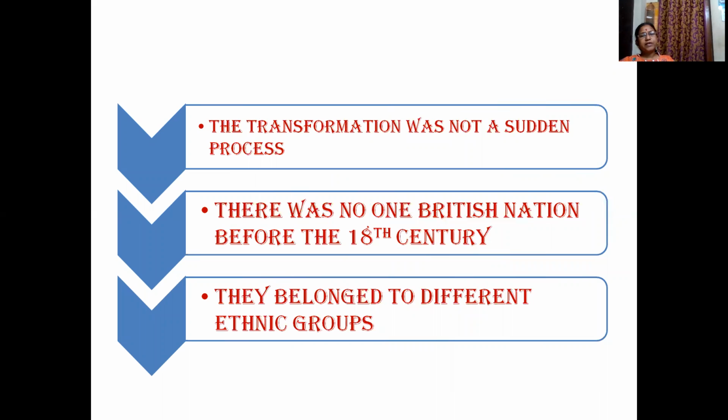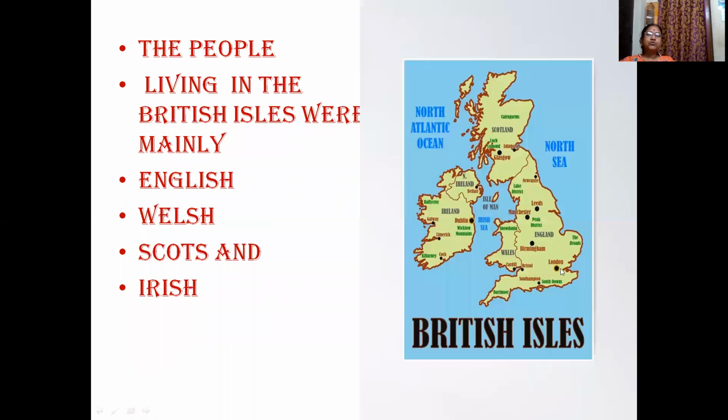This process of transformation was not a sudden one with an upheaval or a revolt. It was a slow and gradual process. There was no one British nation before the 18th century, that is the period from 1701 to 1800. They belonged to different ethnic groups. Each of these island groups belonged to different cultural groups.